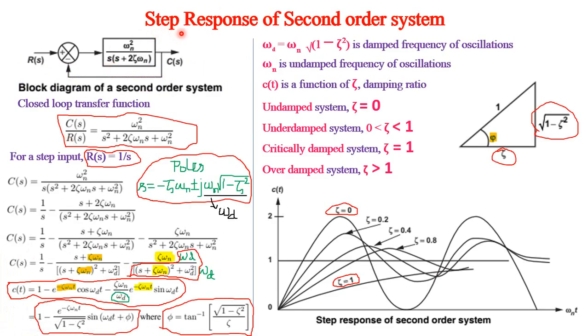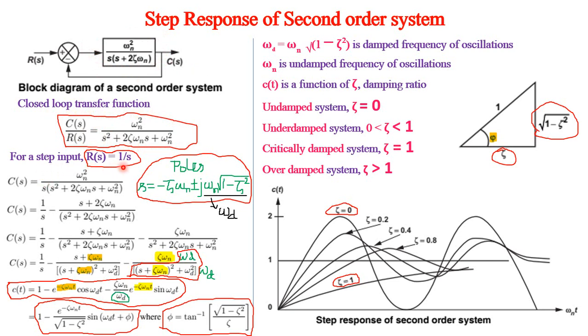First, we will discuss the step response of a second order system. A type 1 second order system is represented by this block diagram. So the open loop transfer function is omega n square by s into s plus 2 zeta omega n. Since we have two poles, one at origin, another at minus 2 zeta omega n, it is called a second order system. If we use the closed loop reduction rule of block diagram algebra, we will get the closed loop transfer function as C of s by R of s equal to omega n square by s square plus 2 zeta omega n s plus omega n square.